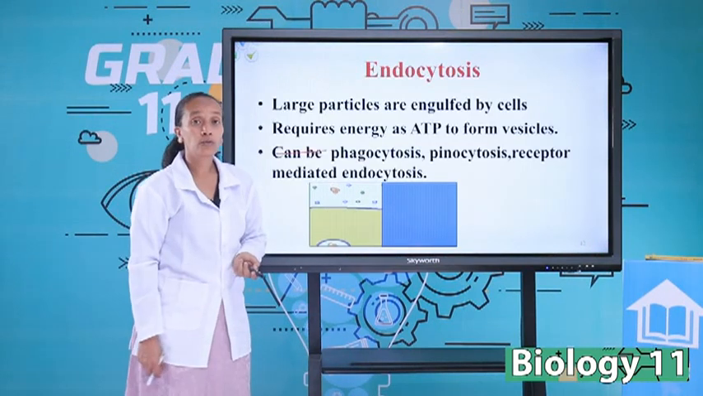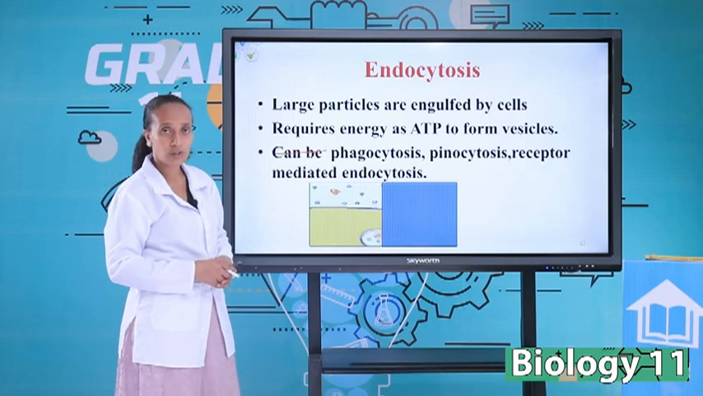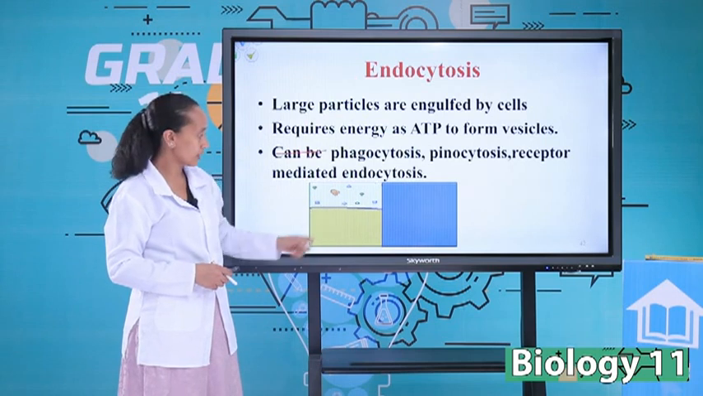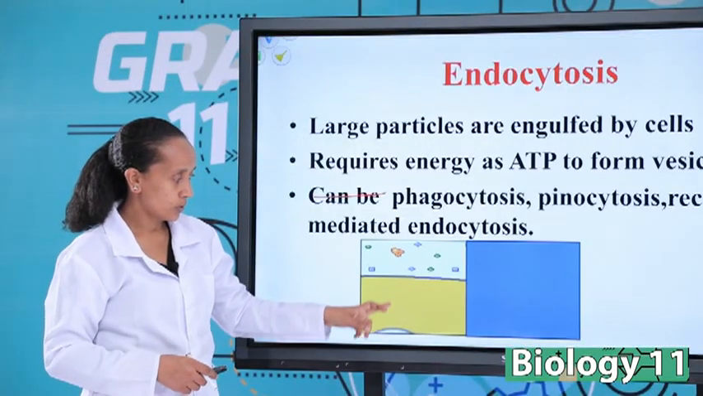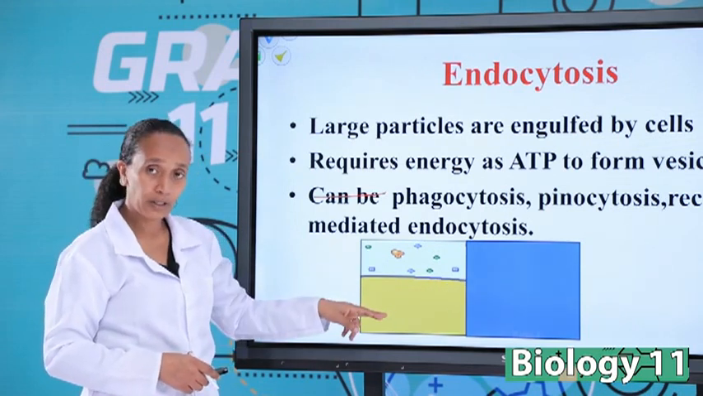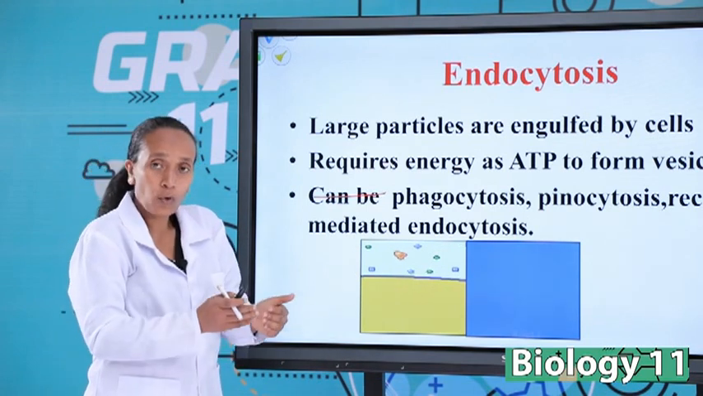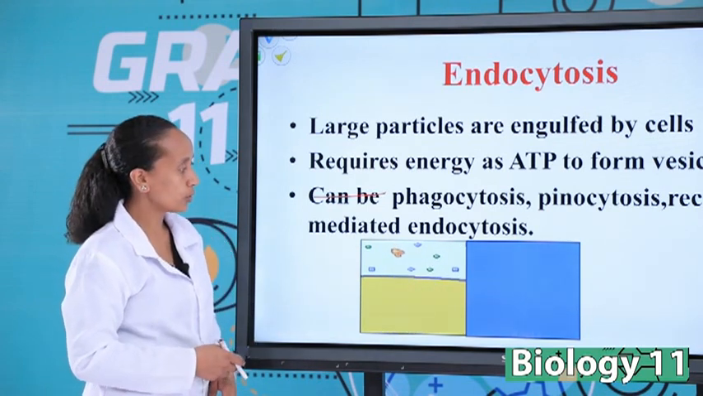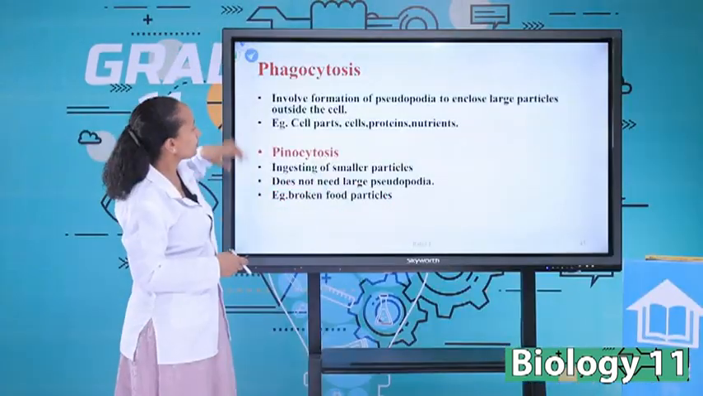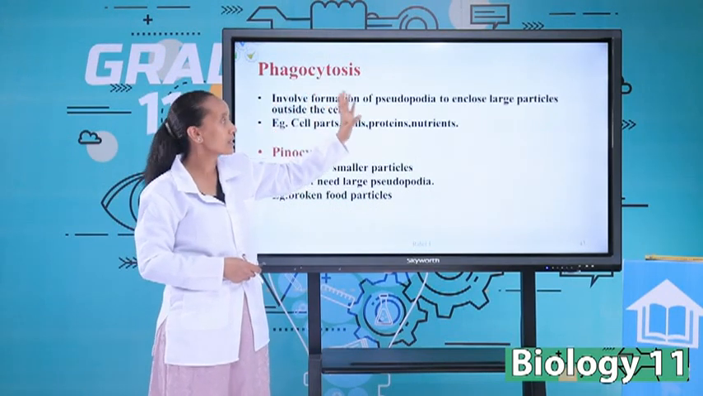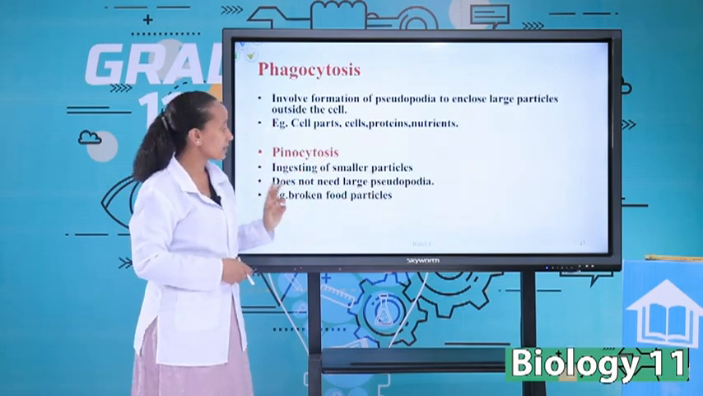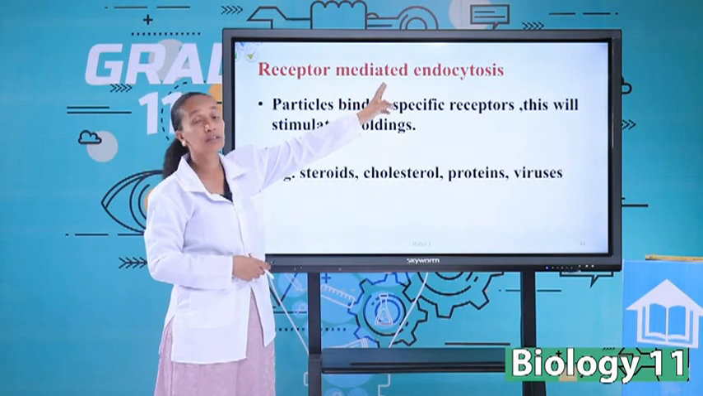The second type of active process is endocytosis. As its name indicates, particles move into the cell. Here we have an example of endocytosis. As you see here, the particles move into the cell through the plasma membrane, and the plasma membrane will form a sort of vesicle to transport the particles. And this endocytosis can be of three types: phagocytosis, which means cell eating; pinocytosis, that is cell drinking; and the third one is receptor mediated endocytosis.